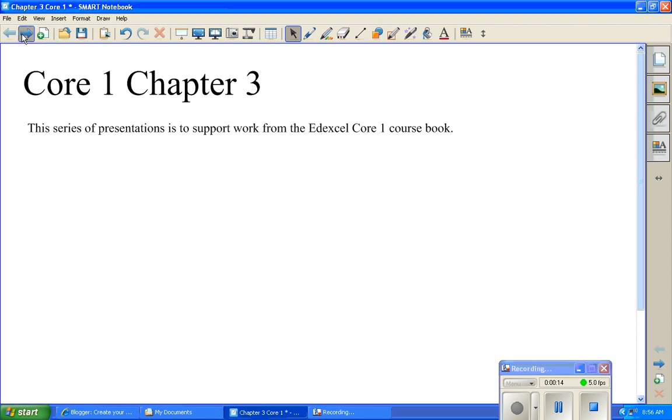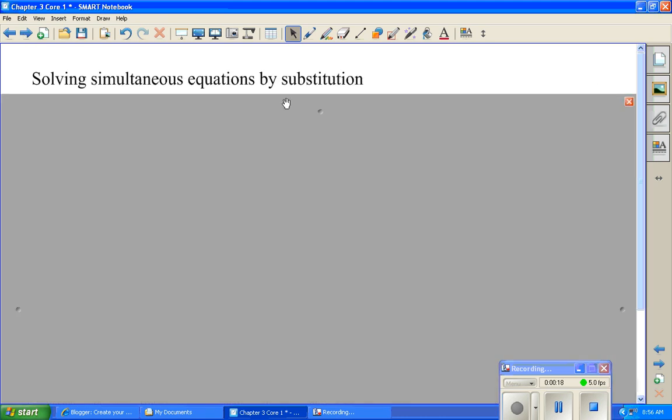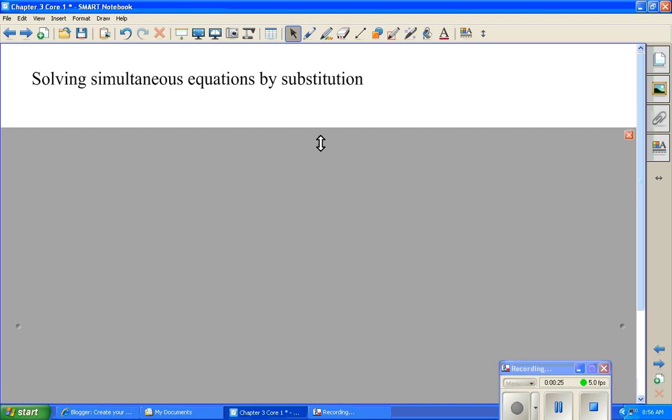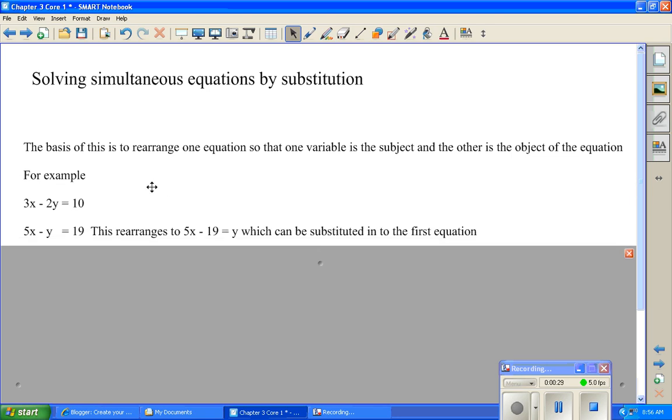Remember, in the first section we looked at simultaneous equations by elimination. Now we need to do it by substitution. Well, substitution is what it says it is. We've got to find a way of substituting from one equation into the other. So if we take this equation first of all, 3x minus 2y, 5x minus y. Our goal is to turn one equation into either a y equals or an x equals. It doesn't make a difference which term you use as the subject and which term you use as the object.